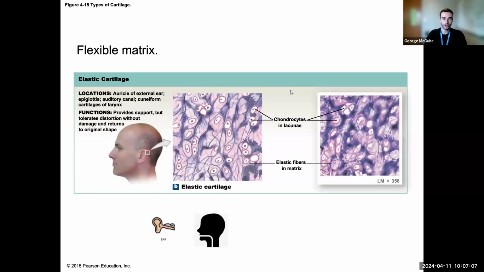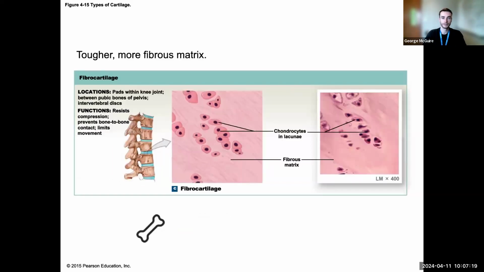We have elastic cartilage, so it's what we connect with our ears. We have elastic cartilage down our throats. Okay? So this has a more flexible matrix, but a bit less fluid, more solid. And then we have fibrocartilage, which has the toughest matrix of our different cartilage types. So this produces the padding in some of our joints, like our knee joints, and the intervertebral discs, which is where we'll see it most commonly, this fibrocartilage.